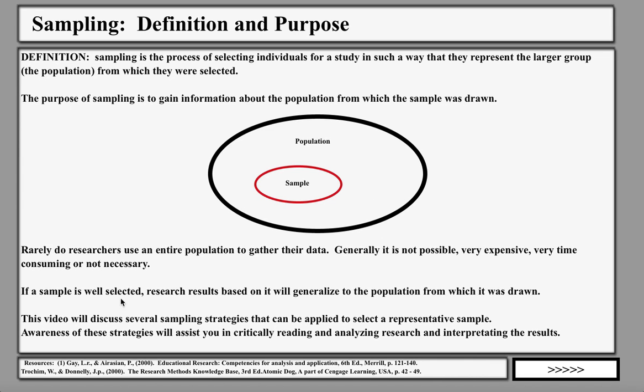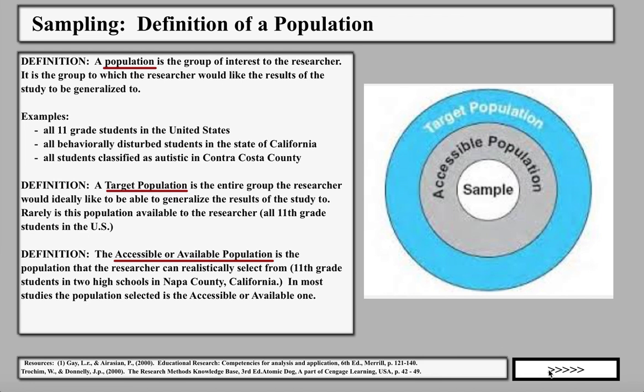If a sample is well selected, research results based on it will generalize to the population from which it was drawn. So this video is going to discuss several sampling strategies that can be applied to select a representative sample. Awareness of these strategies will assist you in critically reading and analyzing research and interpreting the results. When you're reading some of your research articles, you should be asking yourself, if it's appropriate, where did this sample come from? How was it drawn? Because that's important to know in terms of how generalizable the results of the study will be.